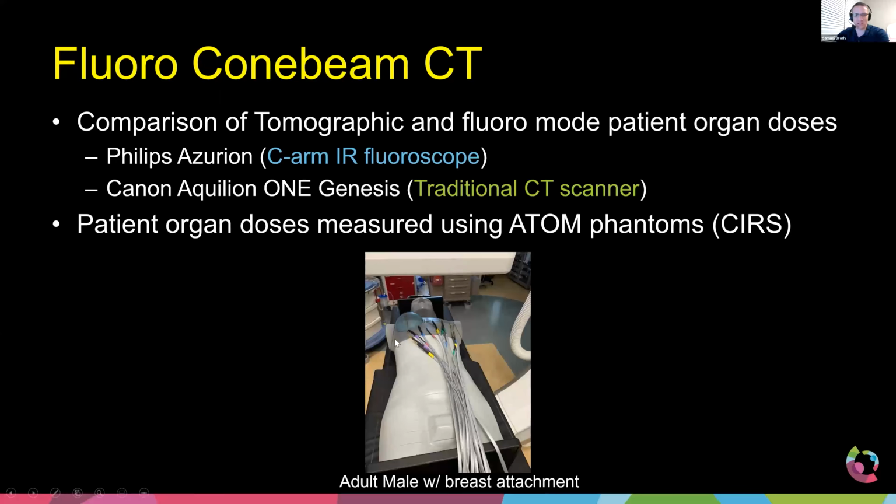So I did a study at the end of last year, and I compared radiation doses from the cone beam CT, the spin that you can do in the fluoro system, a C arm, compared to an actual CT scanner where you normally do your biopsies. So you can see my friend here, this Phantom. It's got all my little MOSFETs in it. It's a male Phantom with a breast attachment on it, so it mimics both genders.